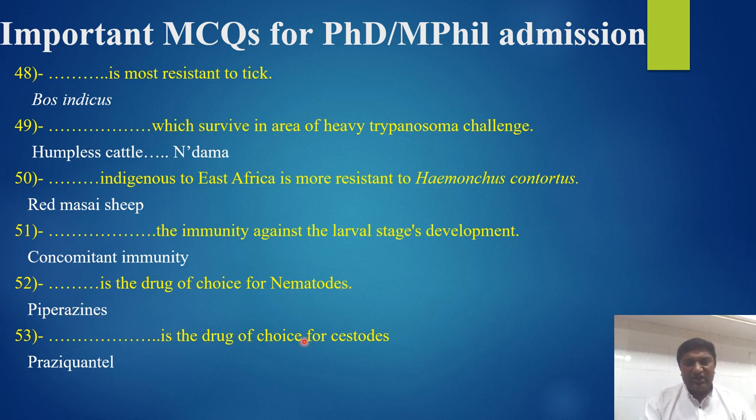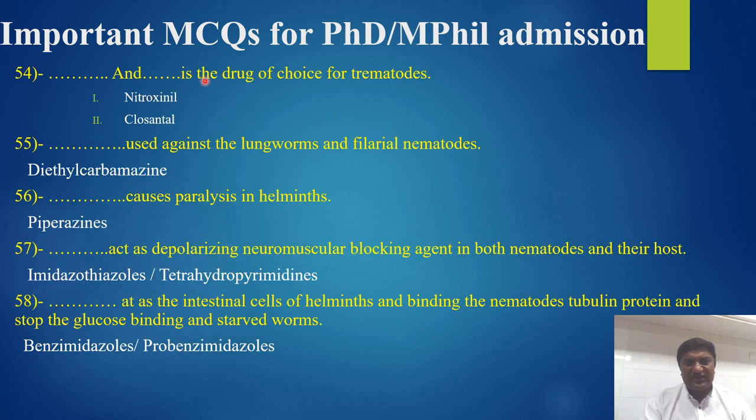Dash is the drug of choice for nematodes. Piperazine is the drug of choice for cestodes. Praziquantel. So dash and dash are the drugs of choice for trematodes: nitroxynil and closantel. Dash is used against lungworm and filarial nematodes: diethylcarbamazine.